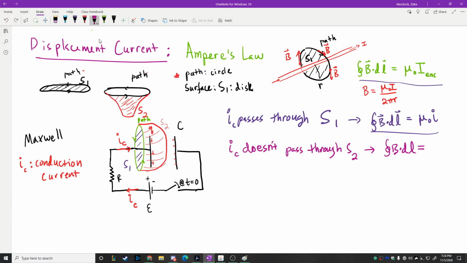So that means that if I do the exact same path, but I choose a different surface, I would get a different answer. In this case, I would get the integral of B dot dl is equal to 0 if I use S2. Does that make sense? And can you see that that's a problem?